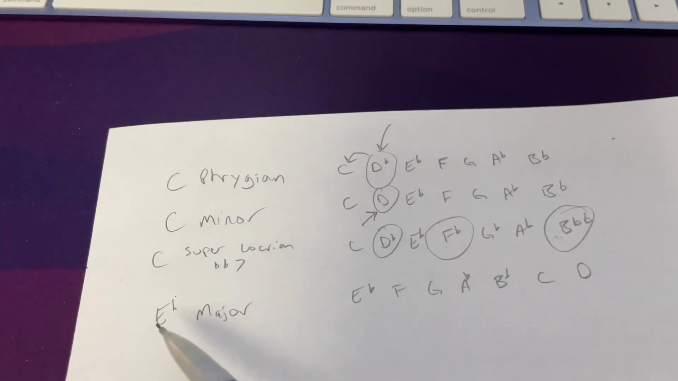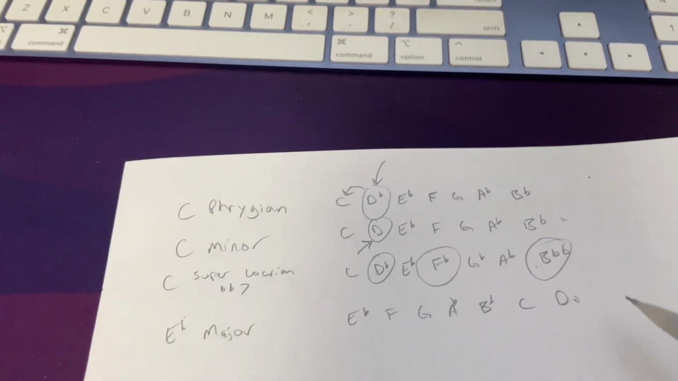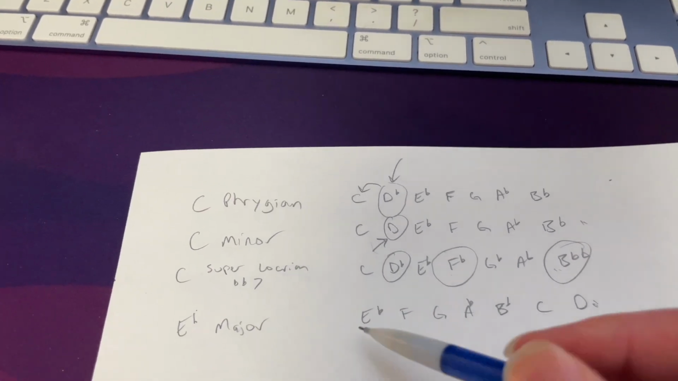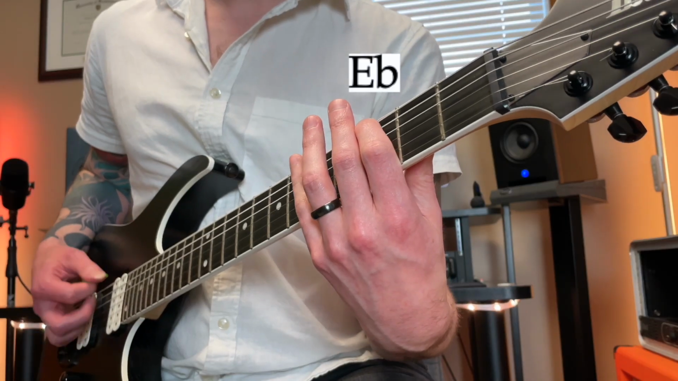And then finally, when I get to the E flat major bridge, the notes here are the exact same as C minor. So the only way to actually project the sound of E flat major is to prioritize its root, E flat. And here's the full track.